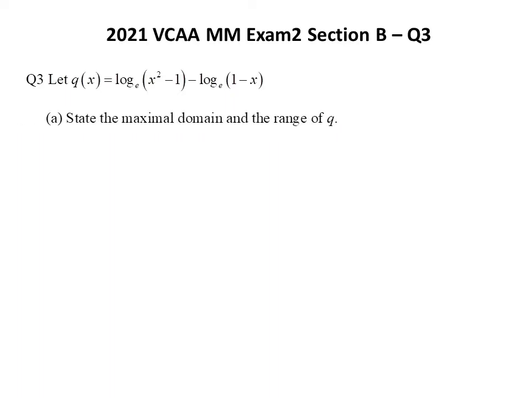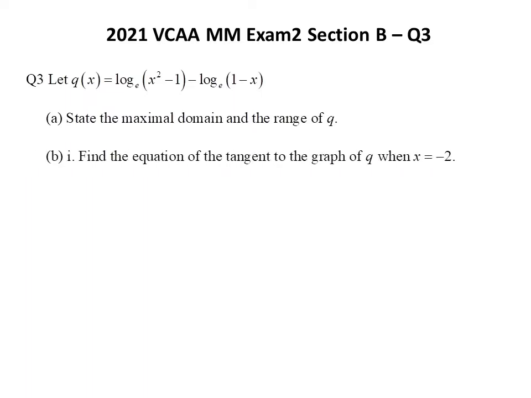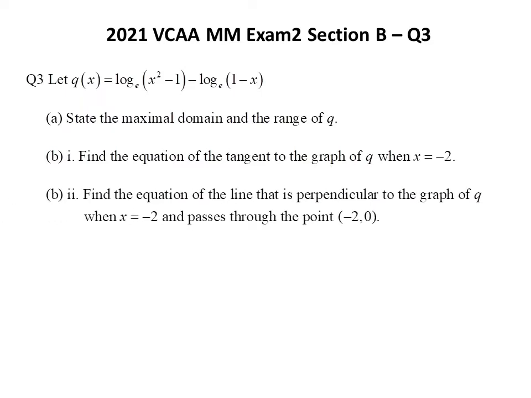Part A of this question is to state the maximum domain and range of function q of x. The first requirement of part B of this question is to find the equation of the tangent to the graph of q of x when x equals -2, while the second requirement of part B is to find the equation of the line that is perpendicular to the graph of q of x when x equals -2 and passes through the point (-2, 0). Now this question brings in another function p of x, which equals e to the -2x minus 2e to the -x plus 1.